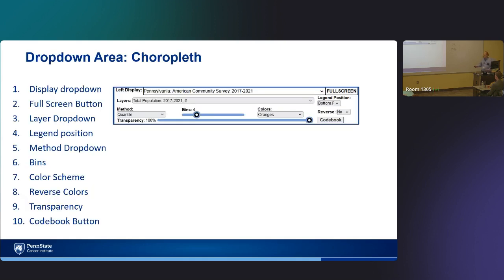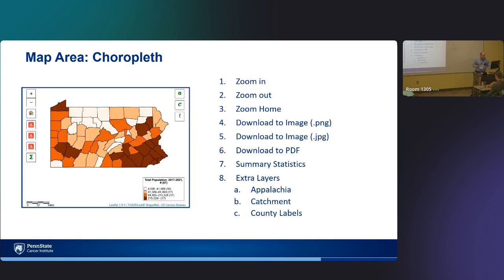Now for the drop-down area, there's a display button, full screen button, layers drop-down, legend position, method, bins, color, reverse, transparency, and a codebook button. In the corner, there's a zoom out, zoom in, and home. And here are all the download buttons, and here's the summary statistics. I also included on the right Appalachia catchment and county labels options that turn them on and off.